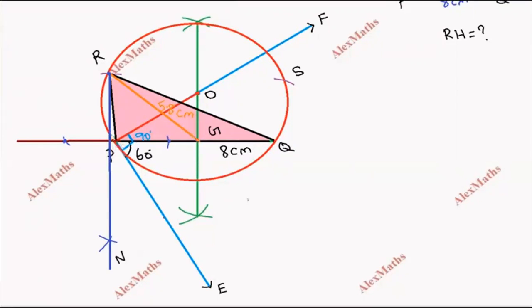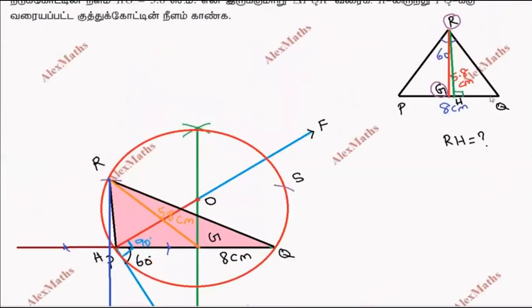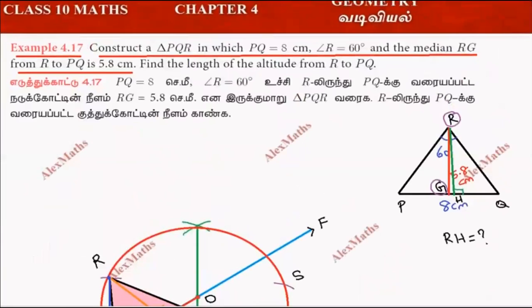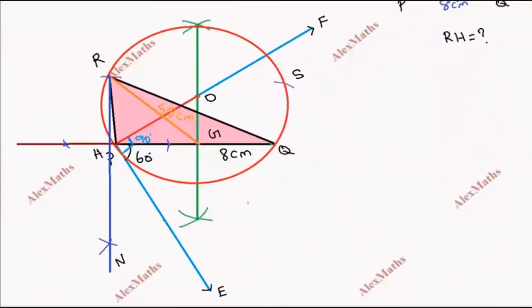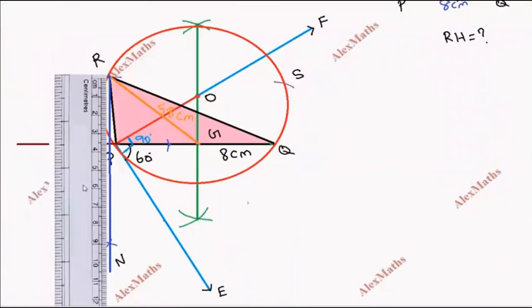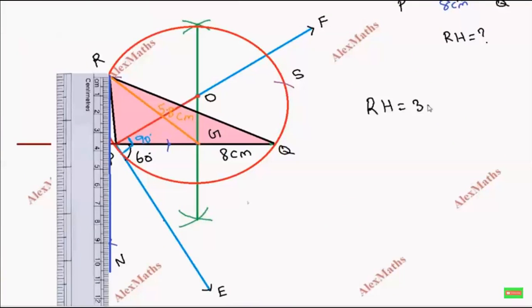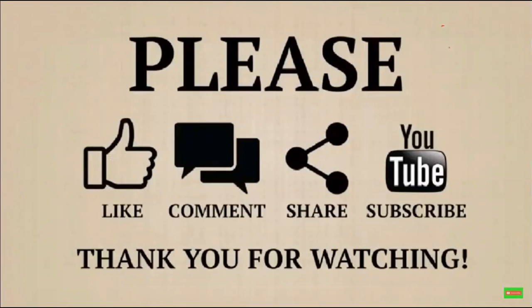Now this altitude cuts the line segment PQ at the point H. Yes. So we have to measure the distance RH. RH, okay. So the length of the altitude RH is 3.5 centimeter. Okay. In the book it is given RM. You can mark it as M also. RM also. In the place of H you can mark it as M. So the RM is 3.5 centimeter. You can name anything. Okay. So hope you understood this one.